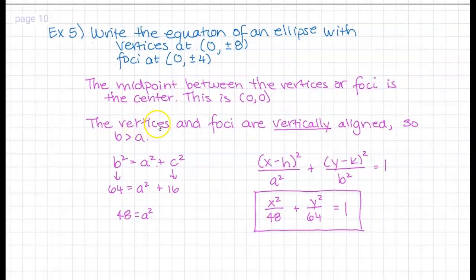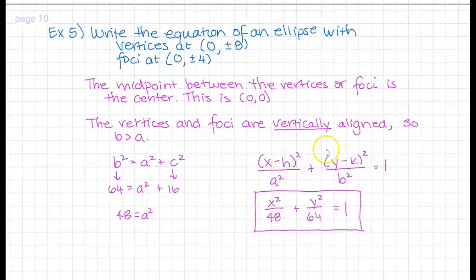And we can see that the midpoint is going to be at 0, 0. Now the vertices and the foci, they are vertically aligned, and so we know that b is going to be greater than a. This is a vertical ellipse. And then again, we have this equation when b is greater than a. You can plug in your value for b squared and c squared, and you can find out what a squared is. Actually, notice I didn't solve for a, because all I want is the equation. We just need a squared, really, to plug in. So that was good enough.